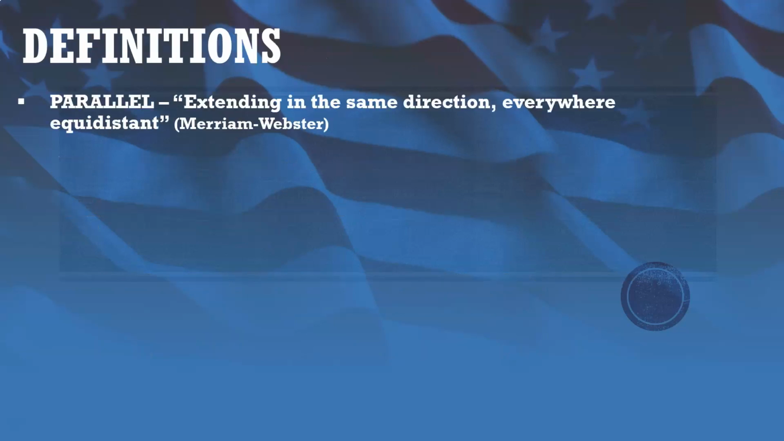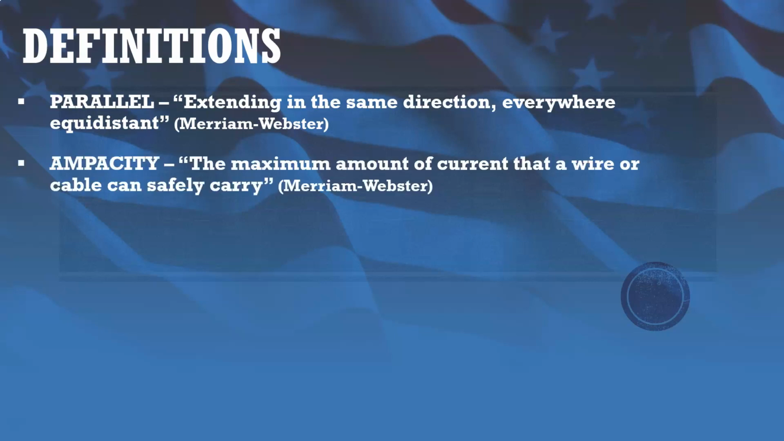So definitions: parallel, extending in the same direction everywhere or equidistant. For our purposes, you can essentially think of parallel installations where we're using 2 sets of circuit conductors for one circuit. And what I mean by that is if we take a standard 120 volt circuit where we have an ungrounded conductor and a grounded circuit conductor, in a parallel circuit, we would be using 2 ungrounded conductors and 2 grounded conductors to supply that piece of equipment.